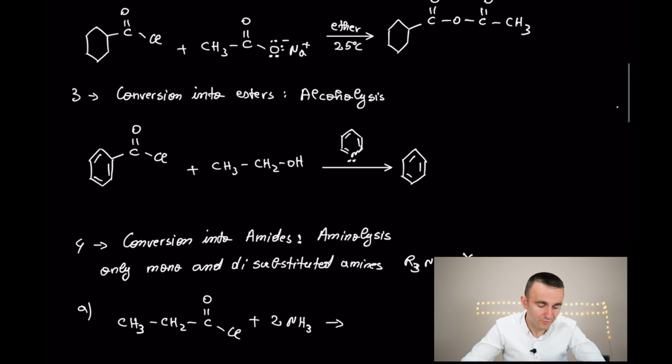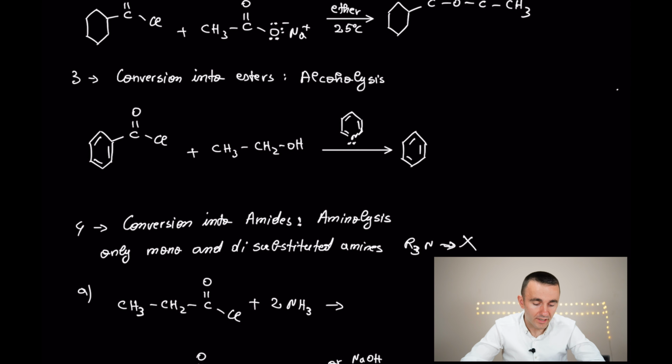Right? Let's move further. Conversion into esters, or alcoholysis. In this case, you can react an acid halide with alcohol in the presence of pyridine, again for the same reason, to prevent the acidification of the process. You're going to yield esters. Acid halides are very reactive.